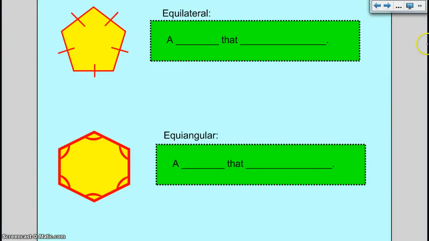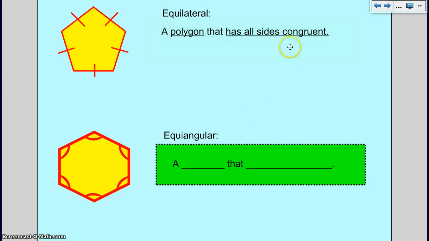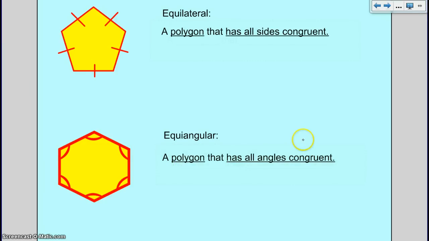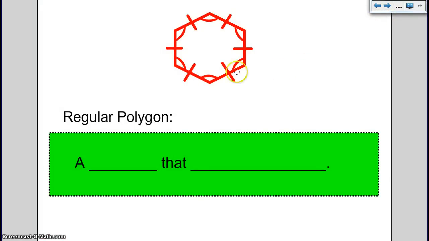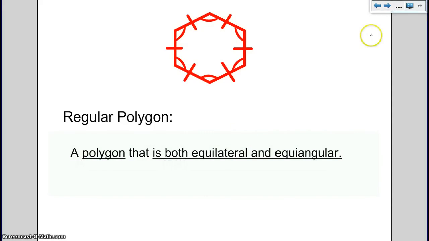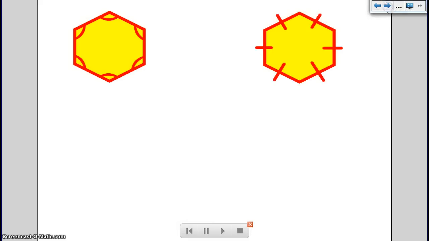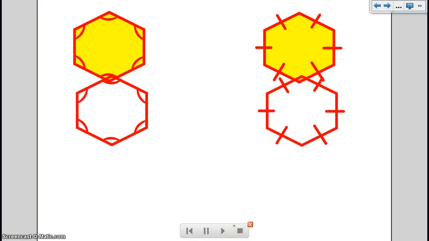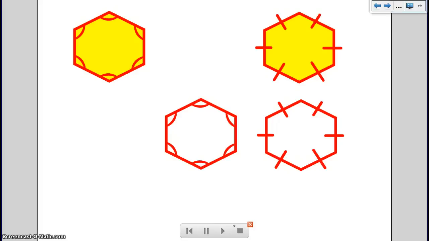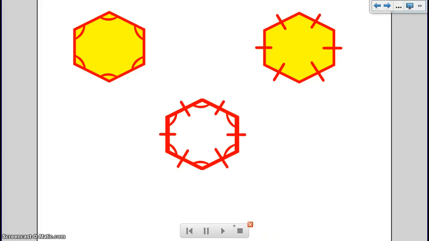Now, equilateral, like we said in the previous unit, was a polygon that has all sides congruent. Equiangular, when all the angles are congruent. A polygon that has all angles congruent. A regular polygon is when I have both all the sides the same and all the angles the same. I get a polygon that is both equilateral and equiangular. Watch what happens when I combine them. 1 plus 1 is 2. So that is a combination of equiangular and equilateral.